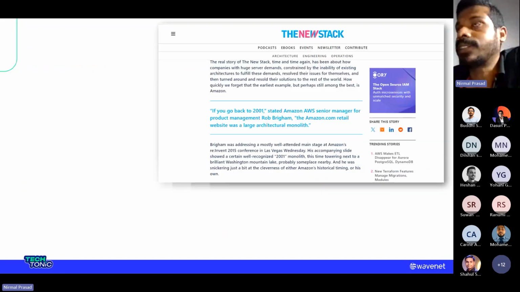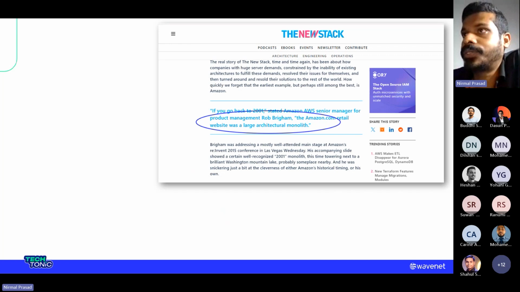Okay, I have some articles related to these software architecture patterns. This one is from Amazon. Amazon initially built their website as a large monolithic design. They said it's a very big code base and very big monolith.